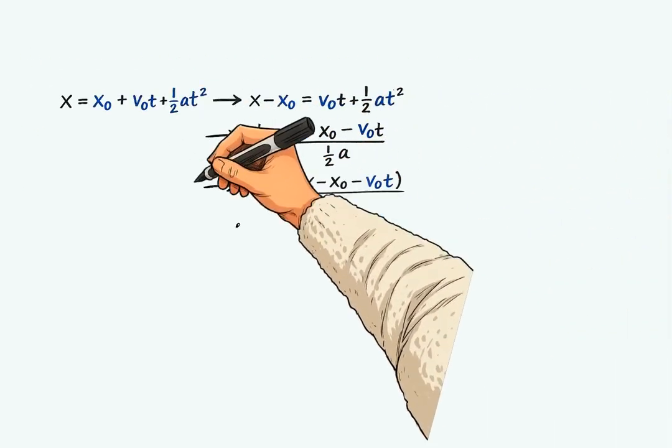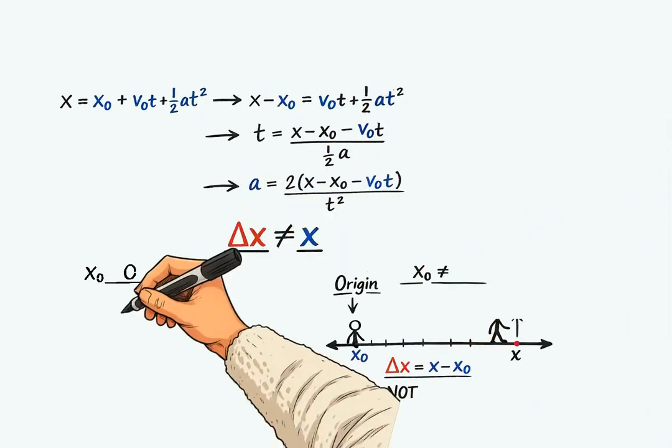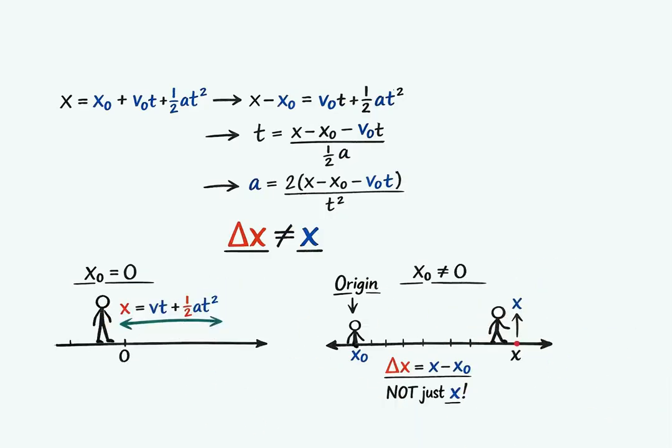A habit that prevents a lot of pain is solving algebraically before plugging numbers. Rearranging x equals x naught plus v naught t plus 1/2 a t squared to isolate the unknown helps you see the structure and spot mistakes like using x where you meant delta x. Many problems quietly set x sub 0 equals 0, and it's easy to forget that was a choice, not a law. If the origin isn't at the starting point, then x and x minus x sub 0 are not interchangeable.